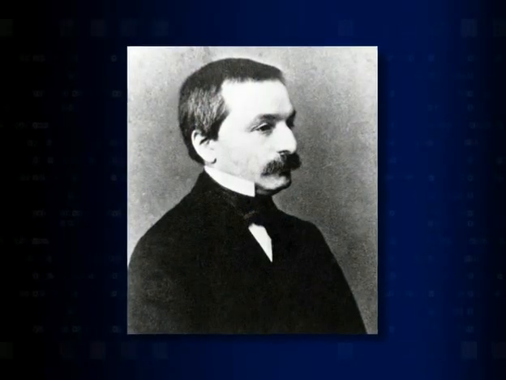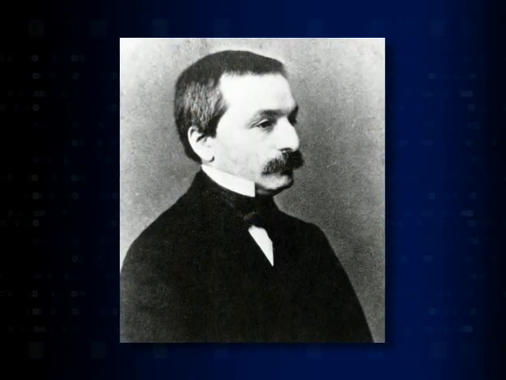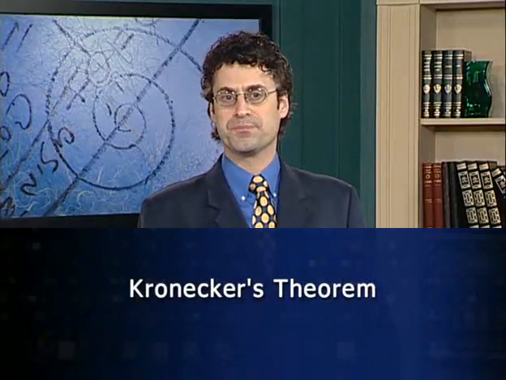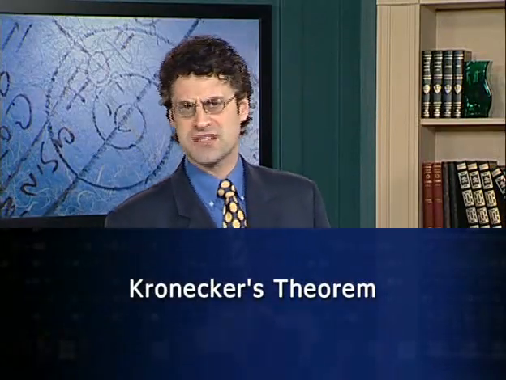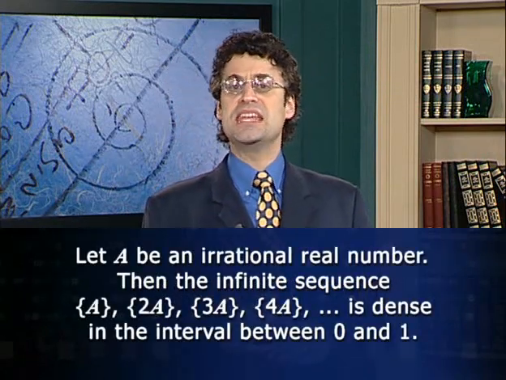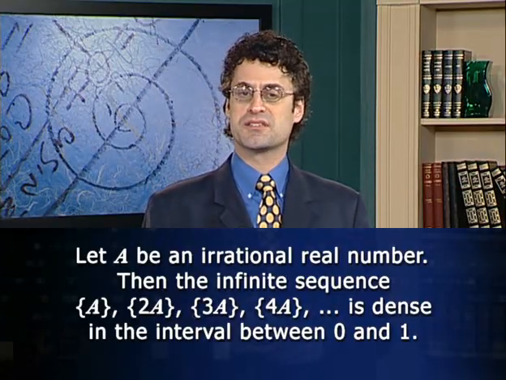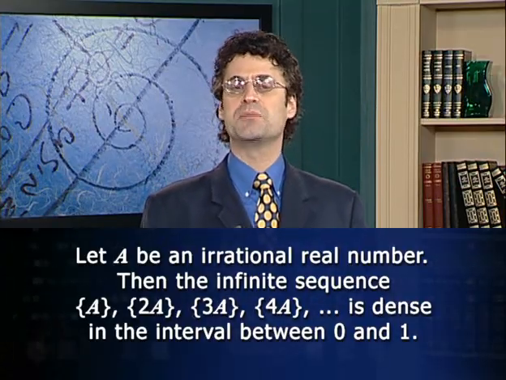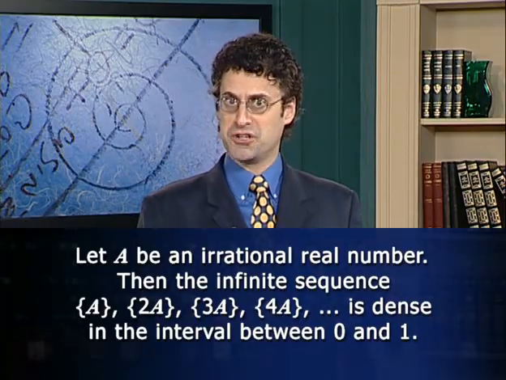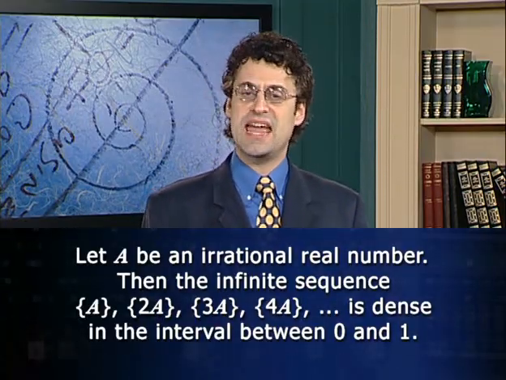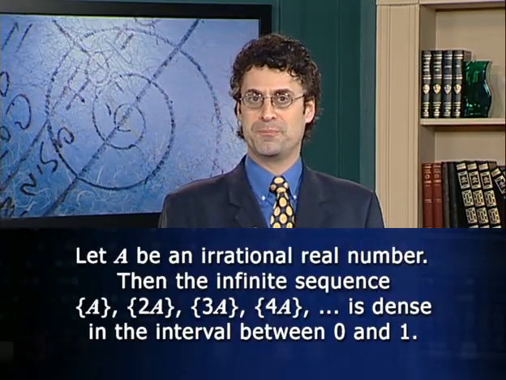So on the number line between 0 and 1, the fractional parts of the integer multiples of an irrational number will be dense. Well, this result was first proved by the German mathematician Leopold Kronecker in 1884 and is now known as Kronecker's theorem. It can be stated formally as the following theorem. Let A be an irrational real number. Then the infinite sequence of fractional parts, so A, 2 times A, 3 times A, 4 times A, 5 times A, and so on, fractional parts of all those, that sequence is dense in the interval between 0 and 1.